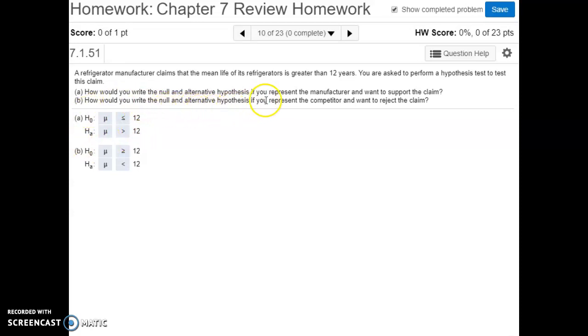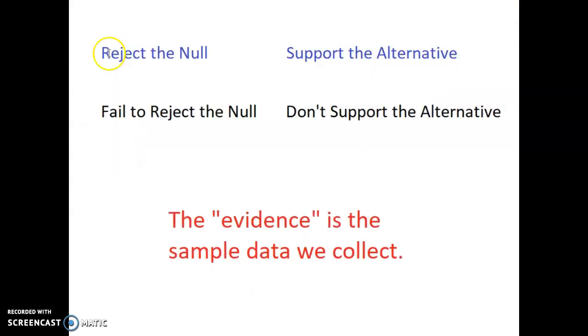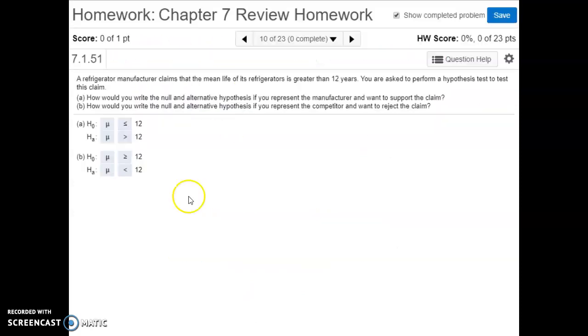Now, on the flip side, if we're actually representing the competitor and we want to reject this claim that the refrigerators have a life greater than 12 years, we reject or we fail to reject the null hypothesis. And our null hypothesis has to have a statement of equality in it. And so to include the greater than 12 years, we would make our null greater than or equal to 12 years, which would put our alternative that the mean life of the refrigerators is less than 12 years.